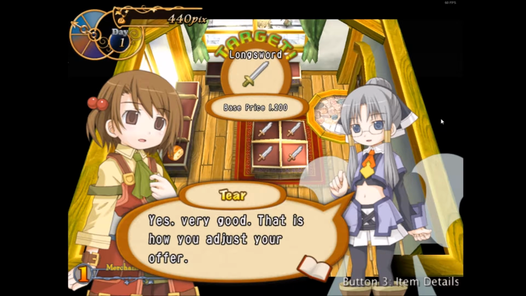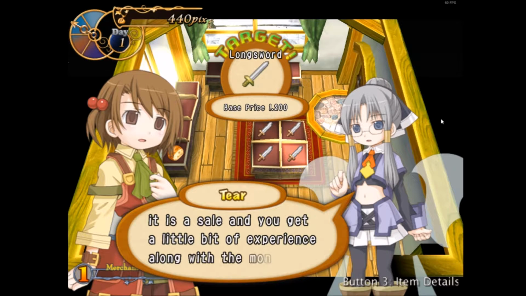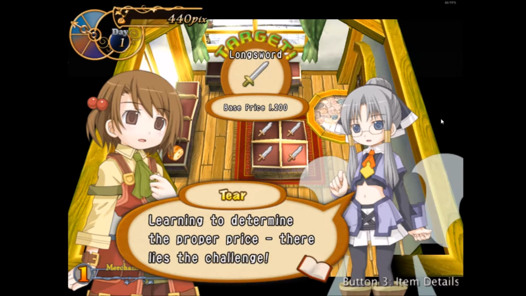Yes, very good. That is how you adjust your offer. As might be obvious, if a customer is satisfied with your offer, it is a sale and you get a little bit of experience along with the money. If your price is too high, however, a customer can simply walk out. Learning to determine the proper price, there lies the challenge.